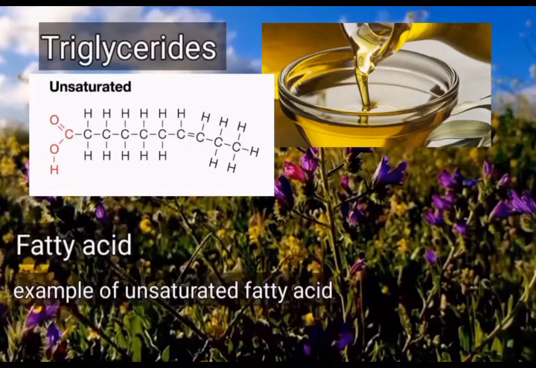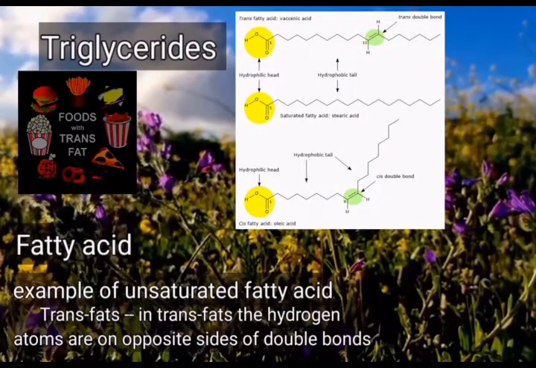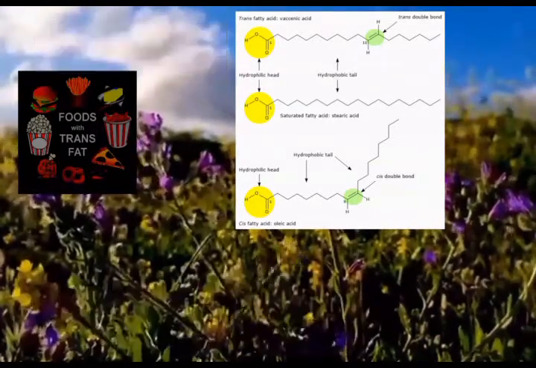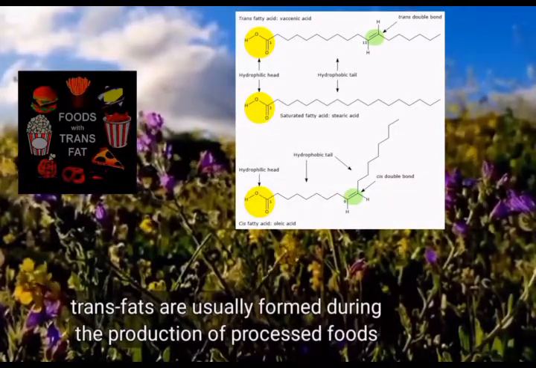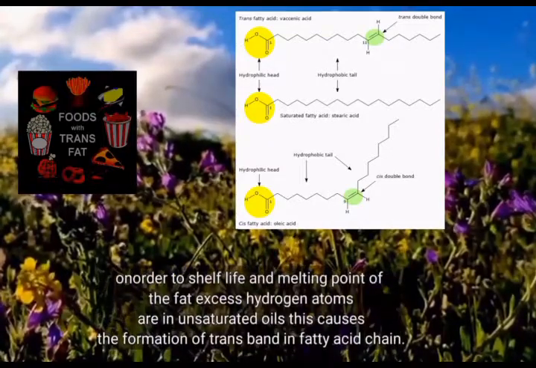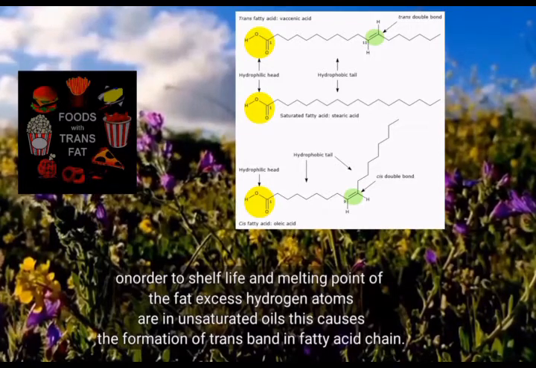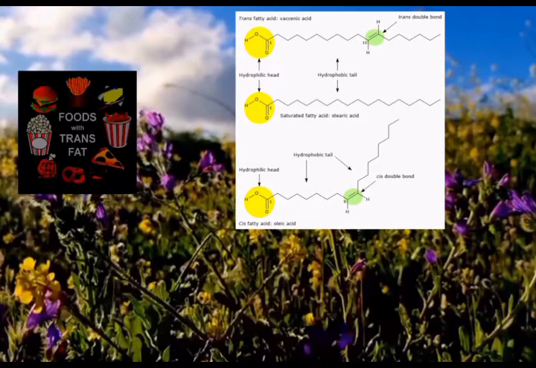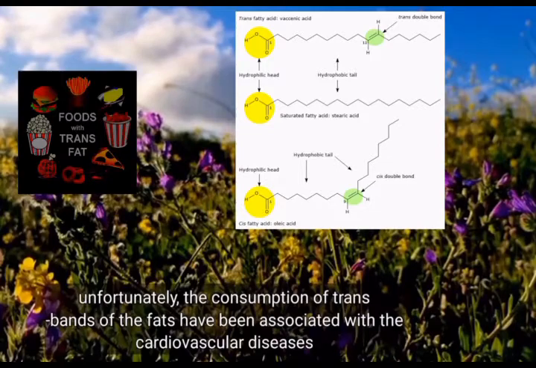And the other example of unsaturated fatty acid is a trans fat. And trans fats are fatty acids where the hydrogen atoms are on opposite sides of double bonds. Trans fats are usually formed during the production of processed foods and are also very common in partially hydrogenated oils. In order to increase the shelf life and melting point of the fat, excess hydrogen atoms are added to unsaturated oils. This causes the formation of trans bonds in the fatty acid chain. Unfortunately, the consumption of trans fats has been associated with cardiovascular diseases.